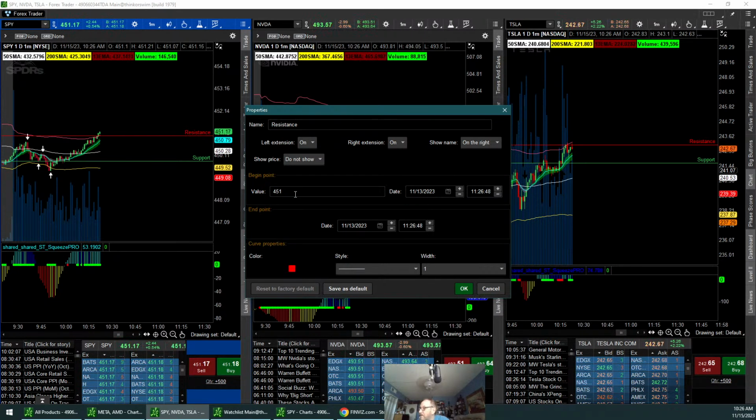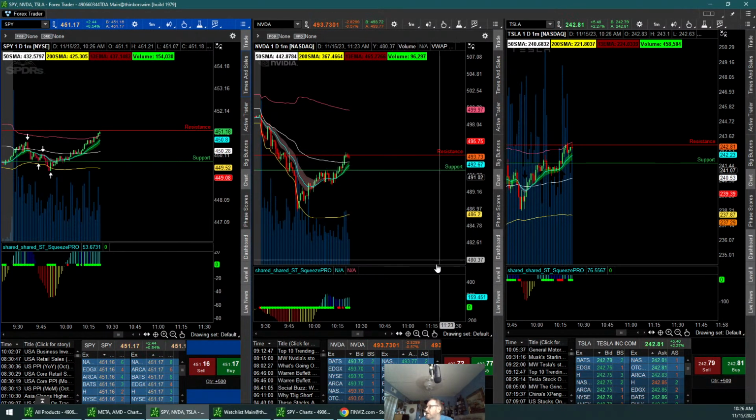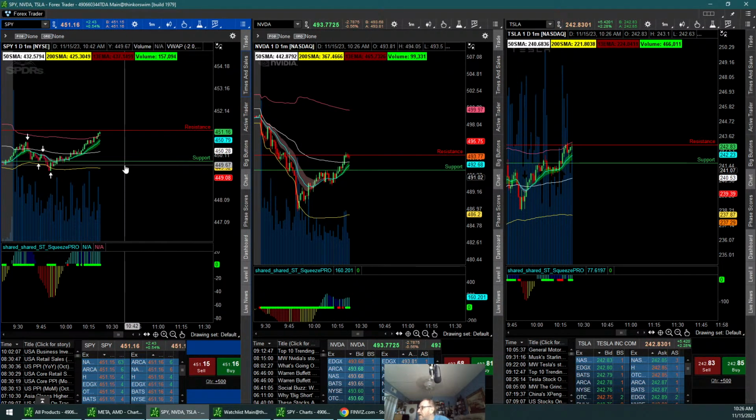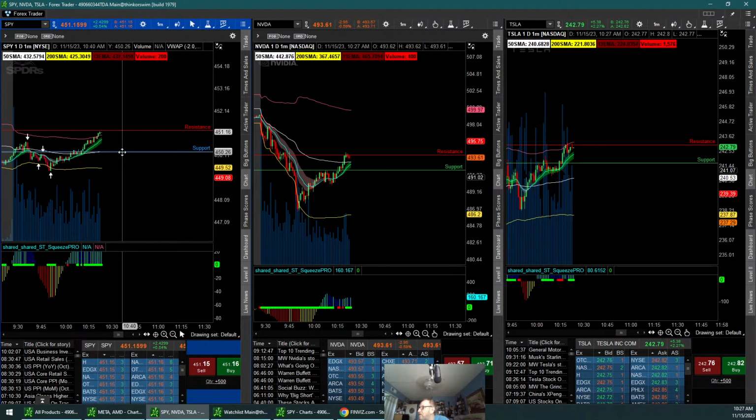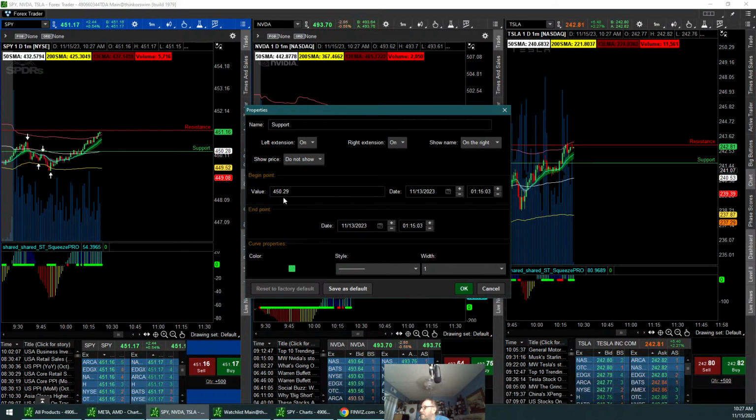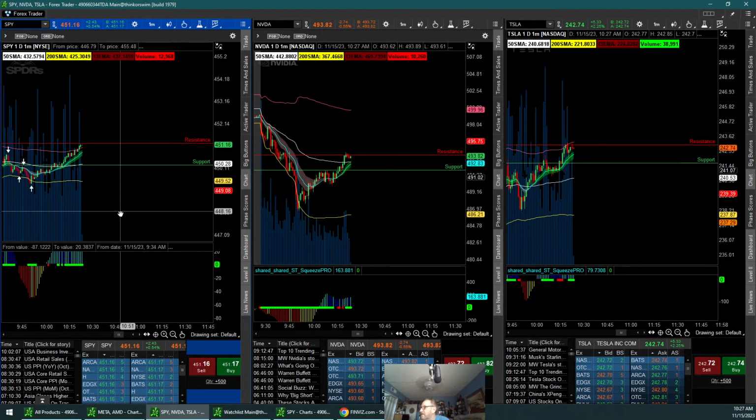So now we got just a little tweaked higher at 451.25 right there. We're going to bring this to about 450.25, which is the VWAP. Just at the VWAP, right there. Okay.